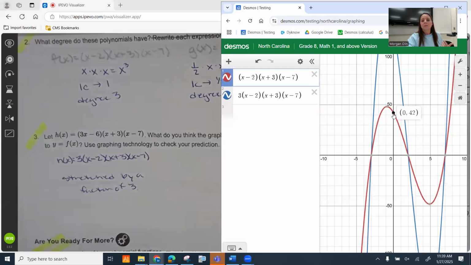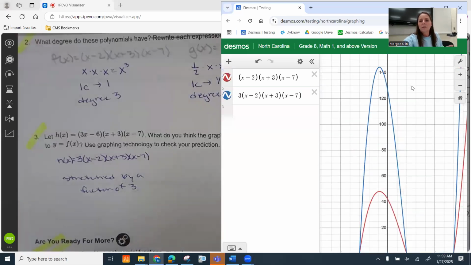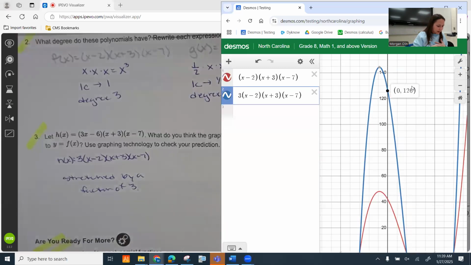Well, and guess what? Here, the y-intercept was 42. If I multiply by 3, think about what you're going to get. Whoa. Look where our y-intercept is now, 126. 42 times 3 is 126. So we can find our new y-intercept there. It's just going to be stretched by a different factor of 3, with different relative mins, maxes, and y-intercept.